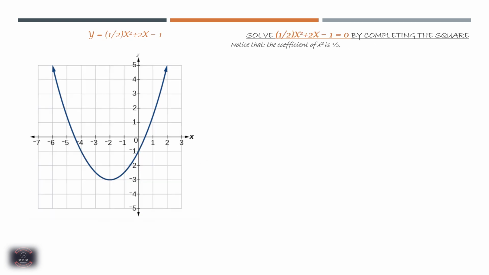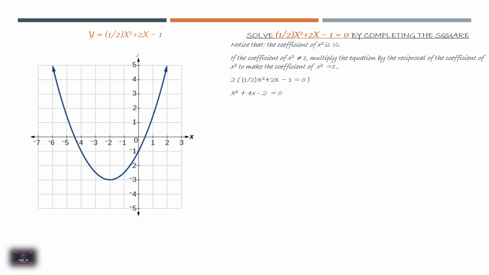Now let's apply these steps to solve half of x squared plus 2x minus 1 equal to 0. When the coefficient of x squared is not equal to 1, multiply the entire equation by the reciprocal of the coefficient of x squared. In this instance, the coefficient of x squared is equal to half, which means that you must multiply the entire equation by the reciprocal of half, which is equal to 2.